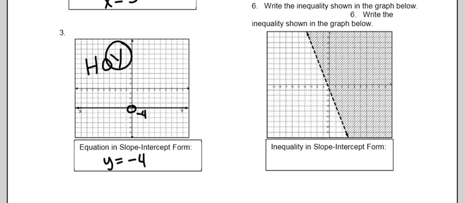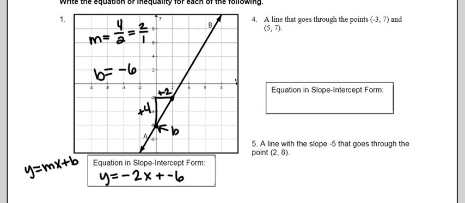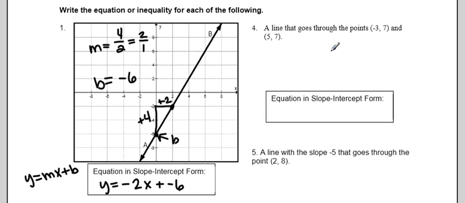Okay, let's go back up to number 4. Now we have a line that's going through the points -3, 7 and 5, 7. What most of you tend to do is to make a table with this, and that's absolutely fine. We have -3, 7 and 5, 7.